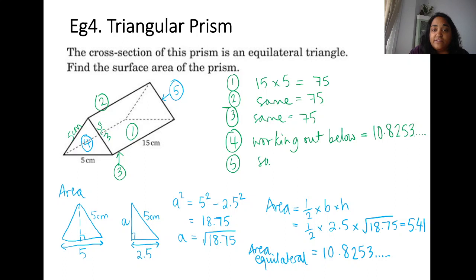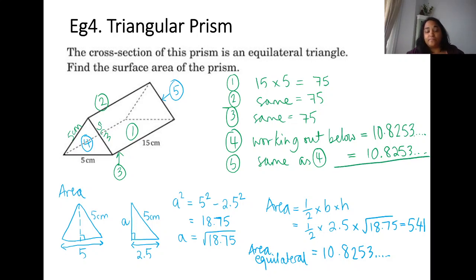And then my fifth face is the same as number 4. So that also equals 10.8253. Whoops. And when I add that all together, let's see what I get. 75 plus 75 plus 75 plus that long answer again and again, and I get 246.6506. I'm going to round that to 246.7 centimetres squared.